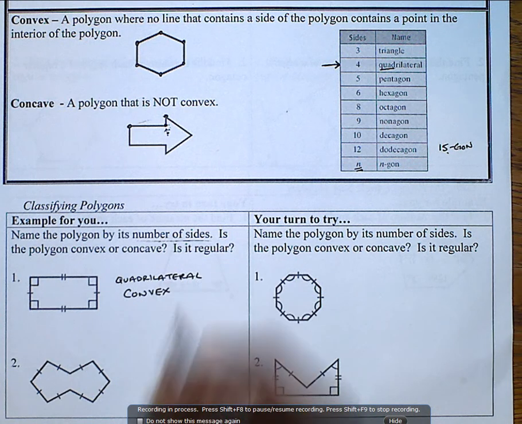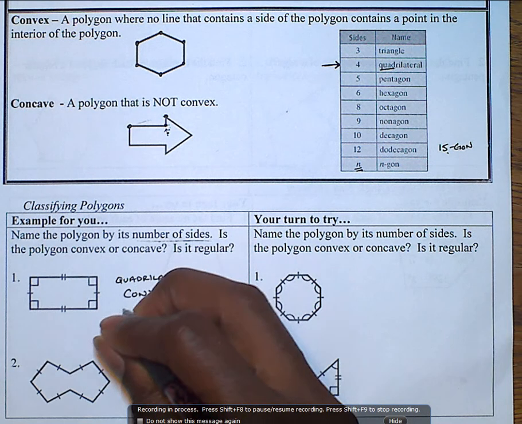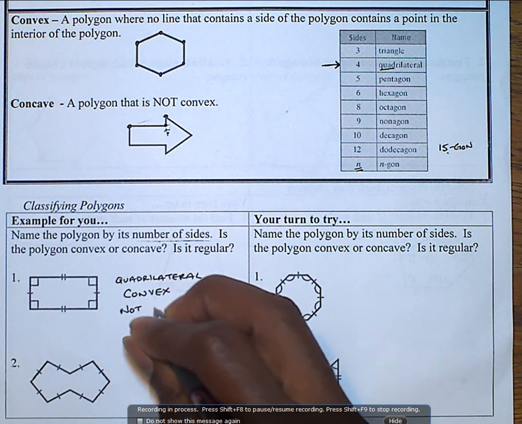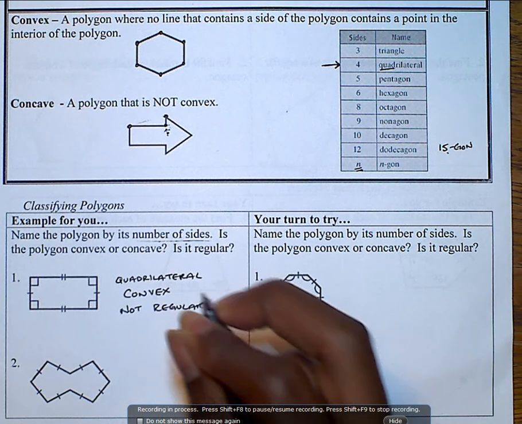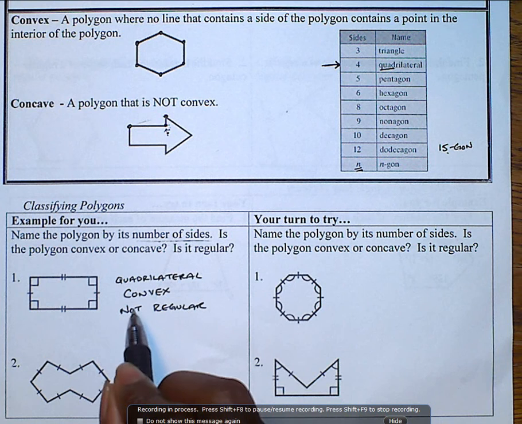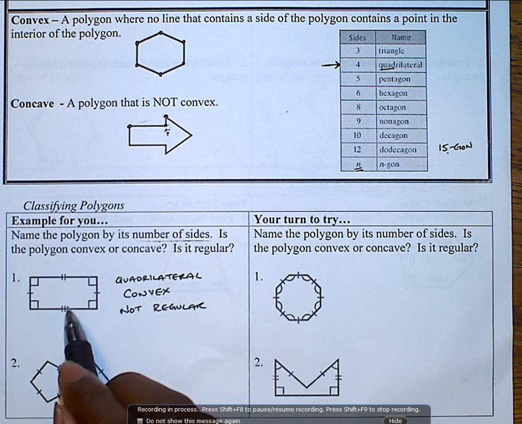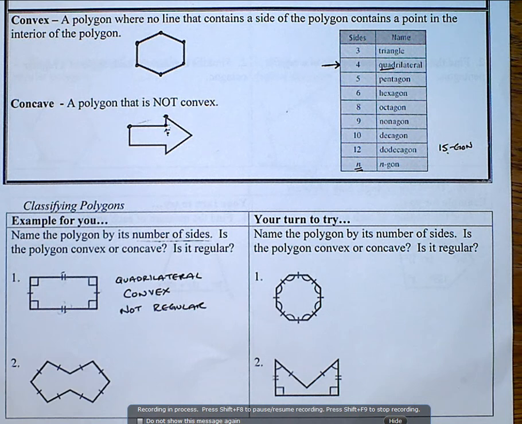Is it regular? Remember, regular doesn't mean like, oh yeah, I'm used to seeing it. Is it regular? No, not regular. It's not regular because all the sides aren't the same. These pairs and then this pair, they're different. All the angles are the same. It's equiangular, but it's not regular.